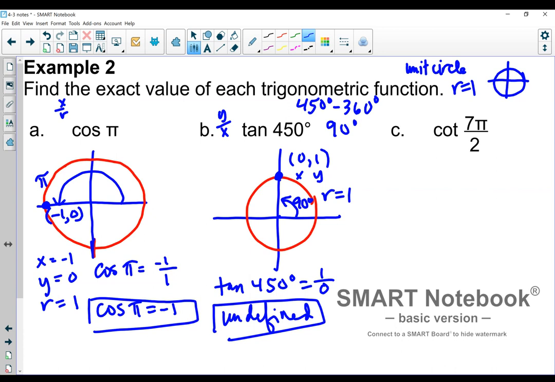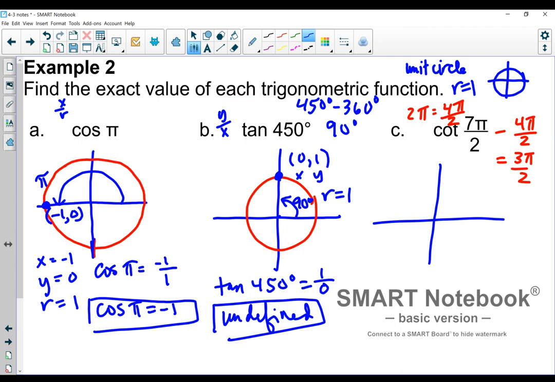So let's go ahead and try our last one. 7 pi over 2. So I know that that's going to be bigger than 2 pi. Let's do a little bit of scratch work here. I know that 2 pi is equal to 4 pi over 2, and that's a full revolution. So I'm going to go ahead and subtract 4 pi over 2 to figure out what would be left, and that's going to be 3 pi over 2. So I know that 3 pi over 2 is like 270 degrees.